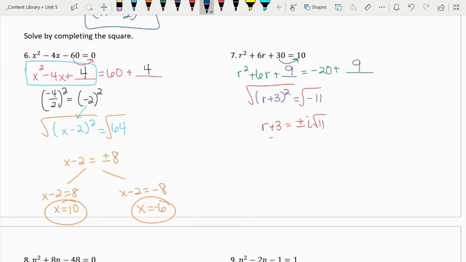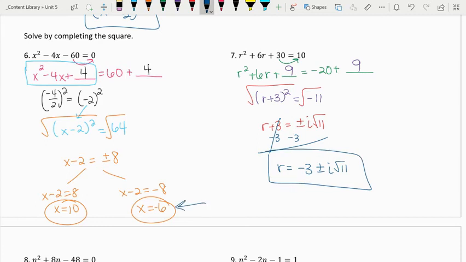Now we're almost done. But I'm going to subtract 3 over, which if you notice, obviously can't be combined with our root 11. So we just tack it on the front. So we have negative 3 plus or minus i root 11. When it's something like this where you can't actually solve like you can over here, you just leave it. Don't try to give me two answers.